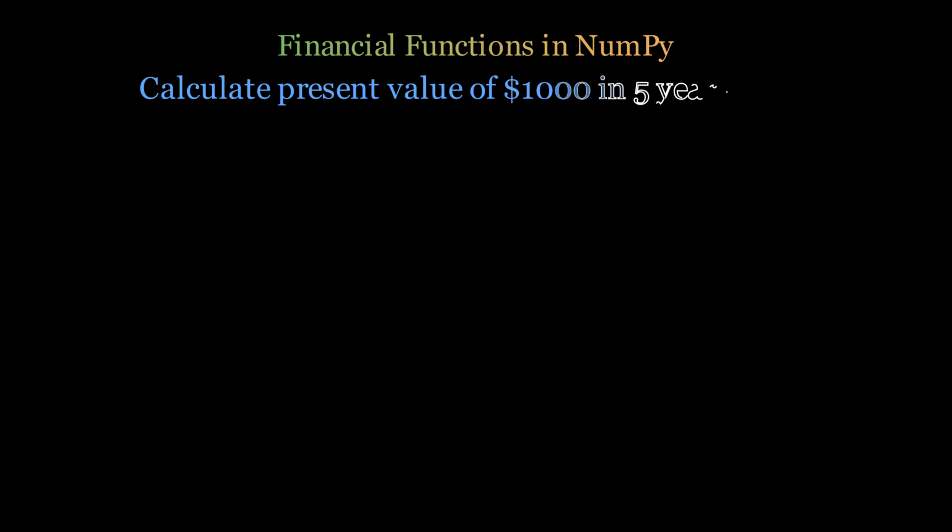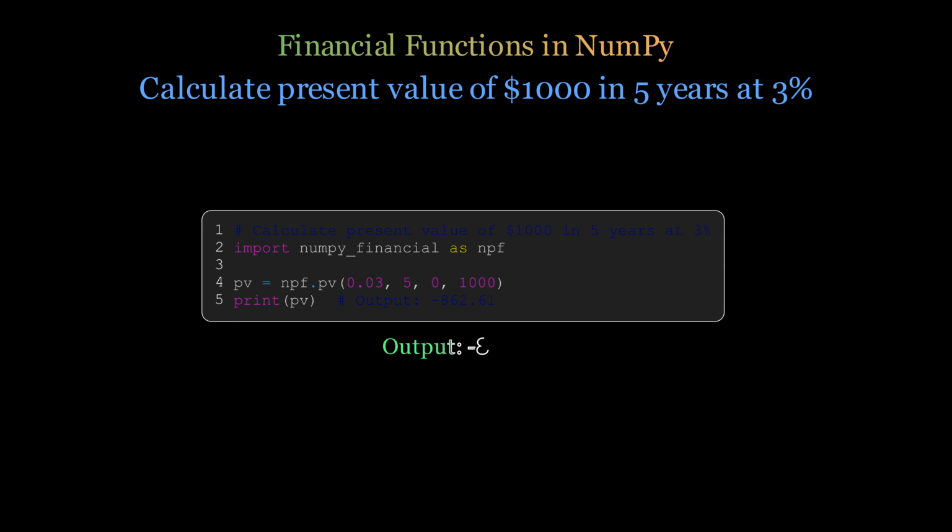Present value does the opposite, it discounts future money to today's value. Here we find what $1,000 received 5 years from now is worth today at a 3% discount rate. The negative sign indicates this is a cash outflow if you're buying this future value.